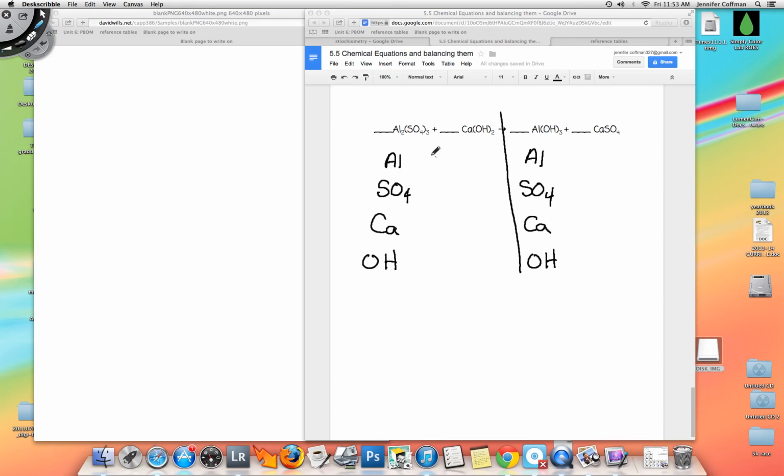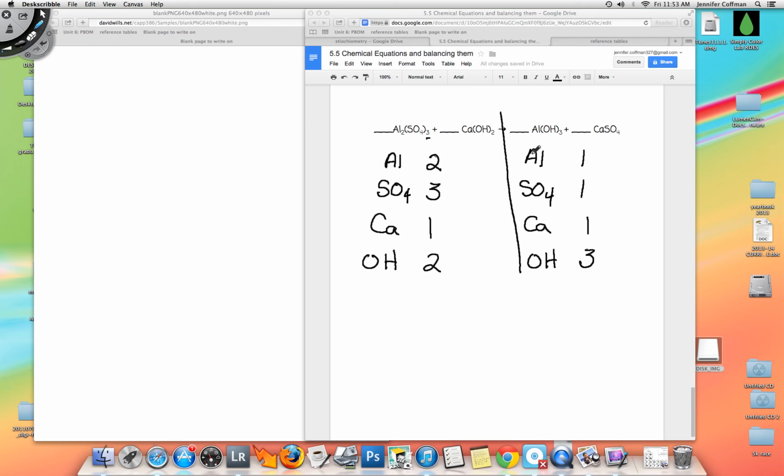Now we're going to take and count. We've got 2 aluminums and we've got 3 SO4s. We've got 1 calcium, so the subscript of 1 here, that's not written, and we have 2 OHs. Okay, on the product side, we have 1 aluminum, we have 3 OHs. Make sure that you write it in the right place. We've got 1 calcium, and we've got 1 SO4. Okay, so we have all of our information. Now we can go ahead and we can write in the coefficients.